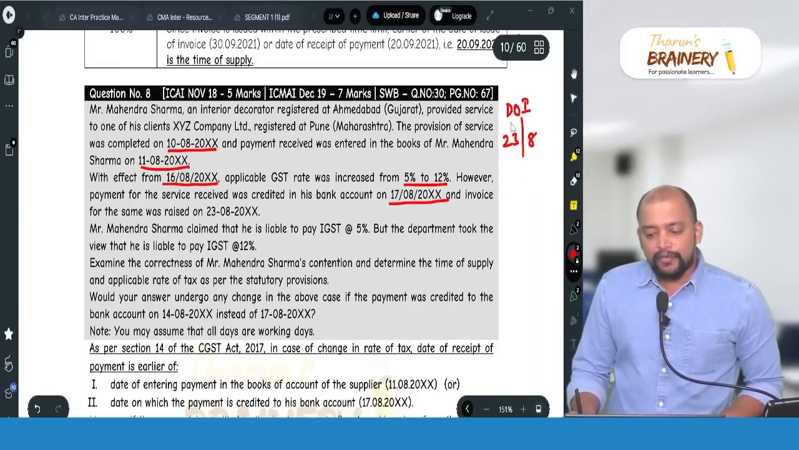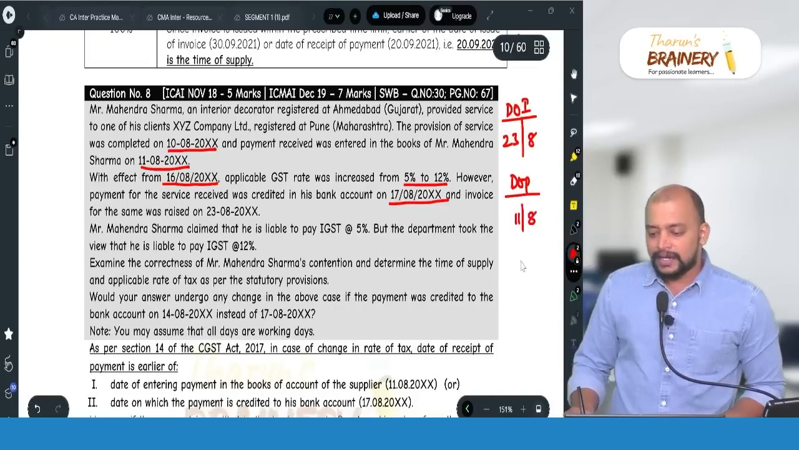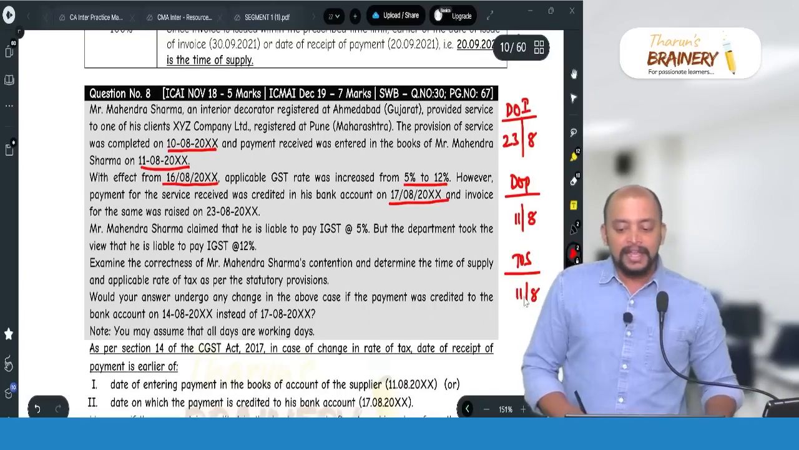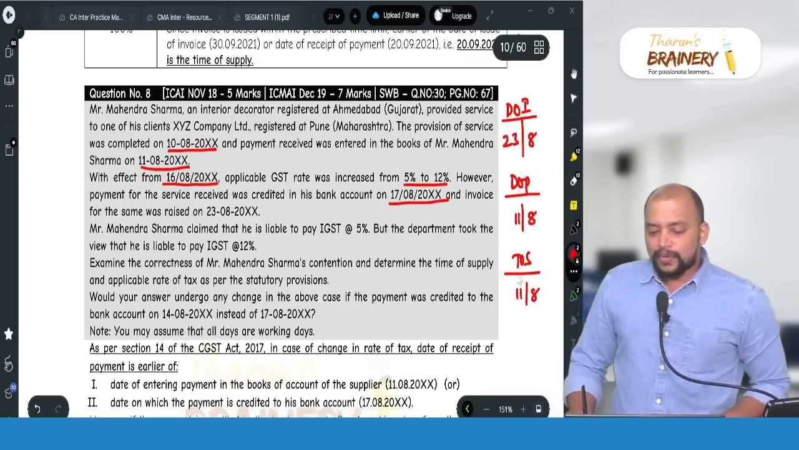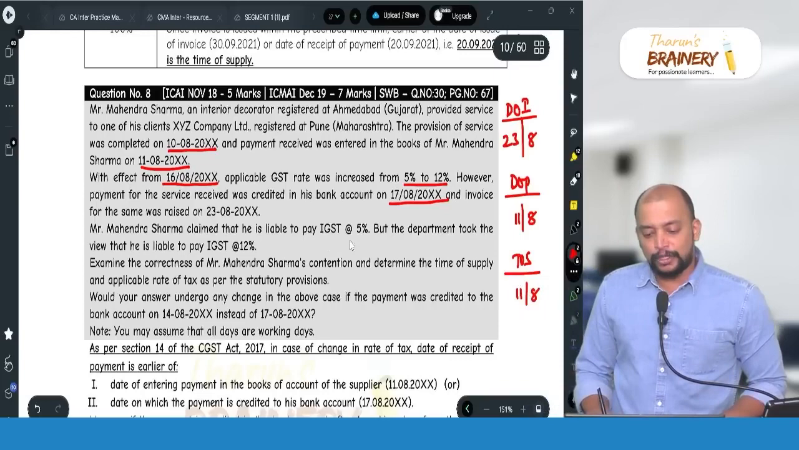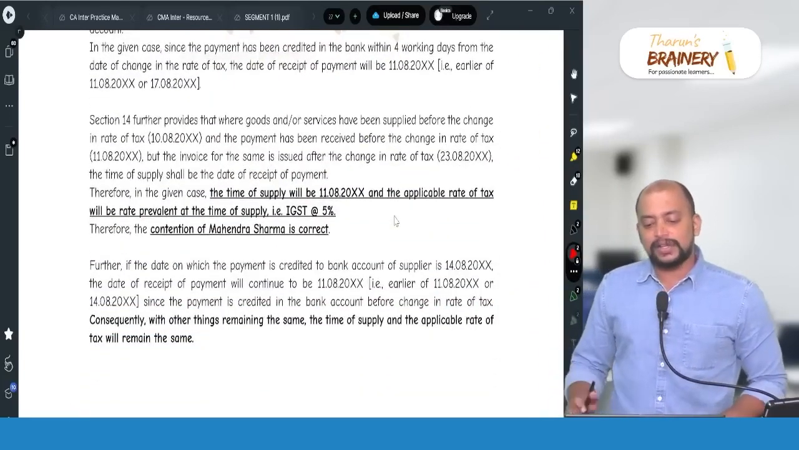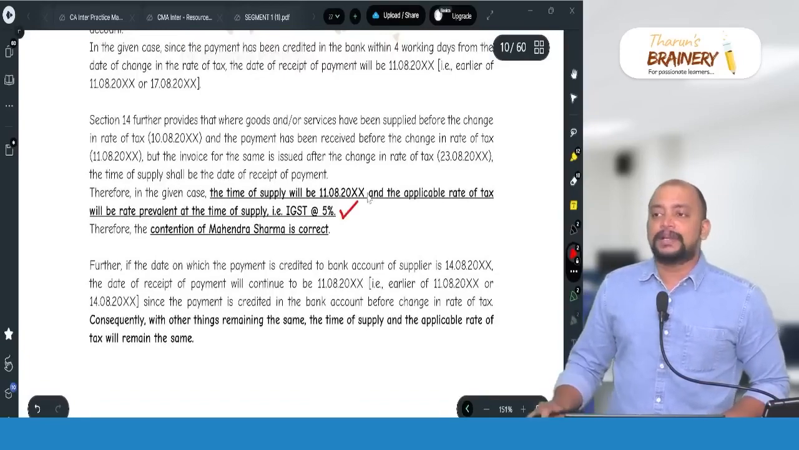So date of invoice 23.8. Date of payment will be 11.8. So whichever is earlier will be taken as the time of supply. That is 11.8 will be taken as the time of supply. On 11.8, the rate was 5%. So therefore, Mahendra Sharma claimed that he is liable to pay IGST 5% is correct. Department contention is wrong. So therefore, 5% will be taken.